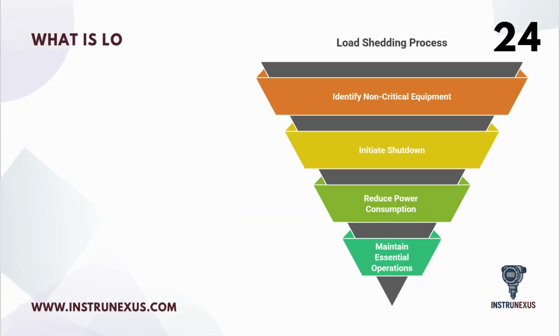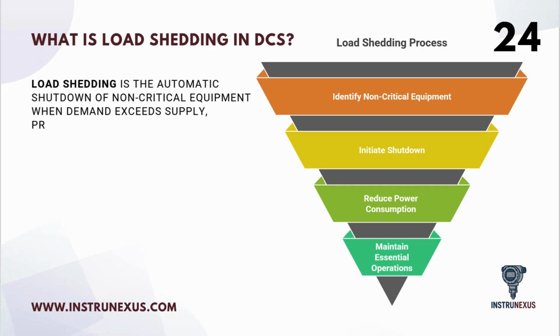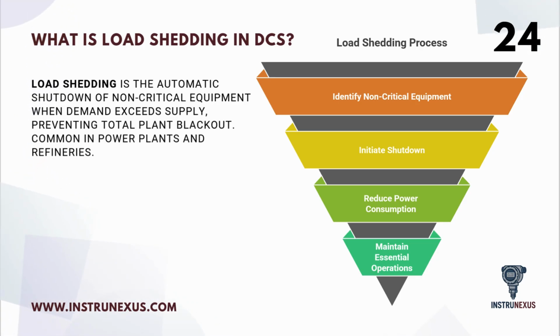What is load shedding in DCS? Load shedding is the automatic shutdown of non-critical equipment when demand exceeds supply, preventing total plant blackout. Common in power plants and refineries.